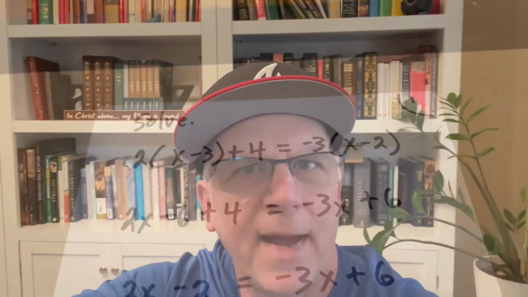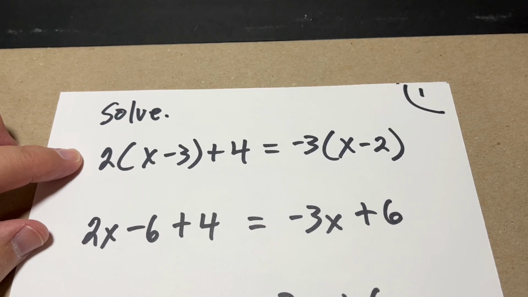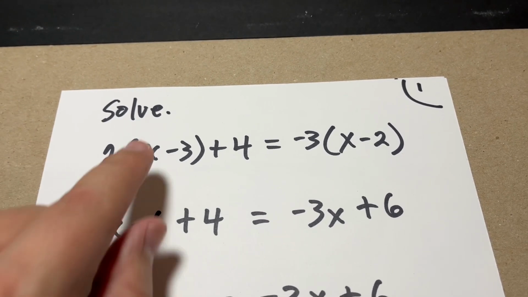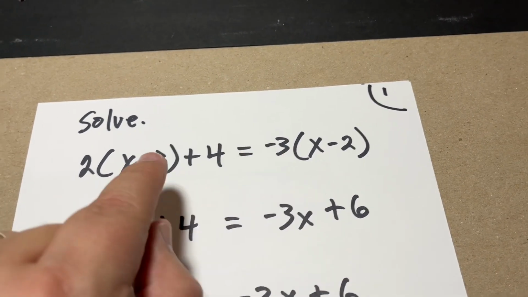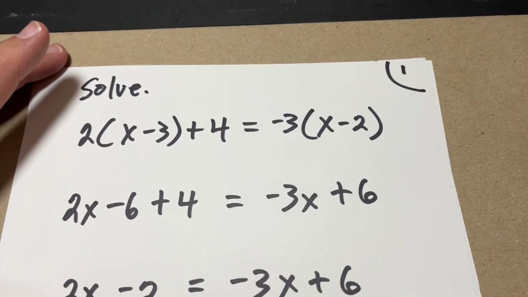Hey, let's do some math. Let's talk about solving an equation that looks like this. So we're solving for x. That means we're trying to figure out what number would go in x's place here and there that would make this side equal to that side. That's what it means to solve.